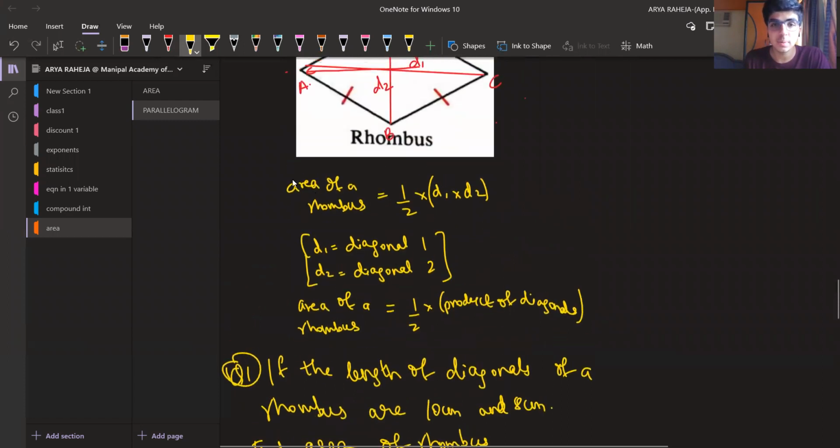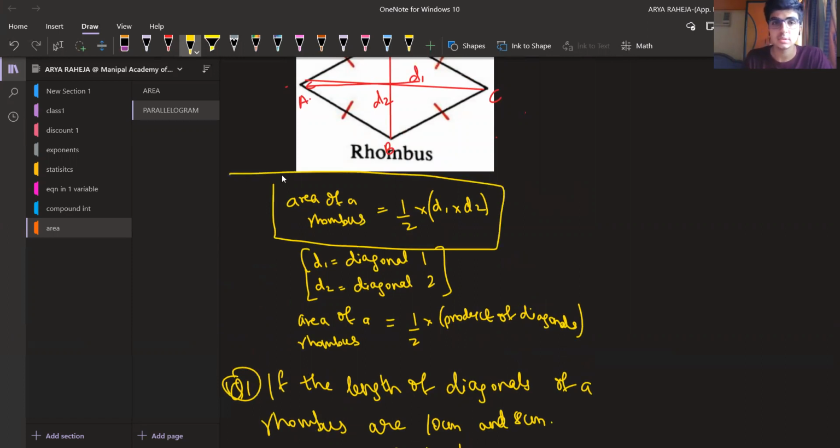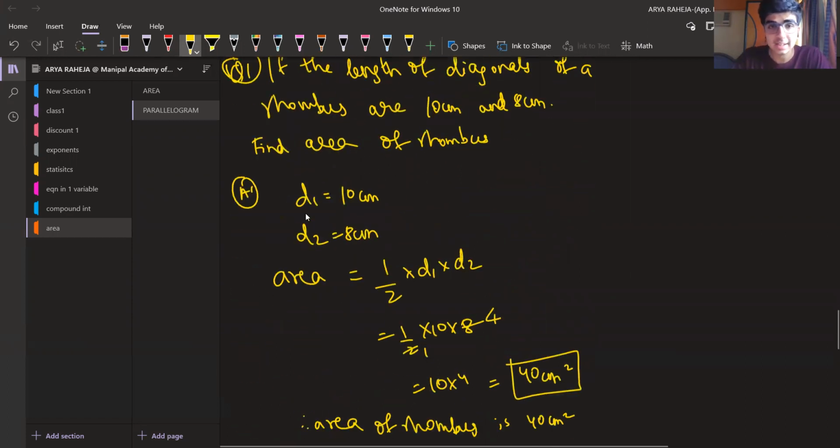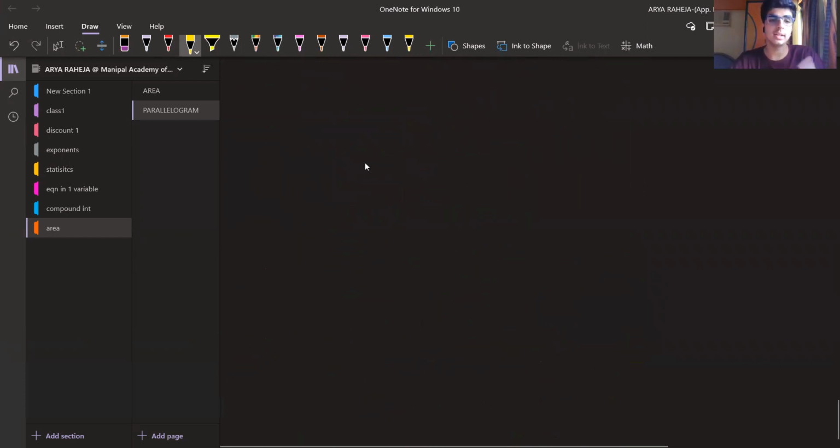The area of the rhombus is equal to half multiplied by d1 into d2, meaning half into the product of diagonals. If the length of both the diagonals is given, then you can do half into d1 into d2 and get the answer. Let me bring the homework questions here once and we discuss that and then go ahead.